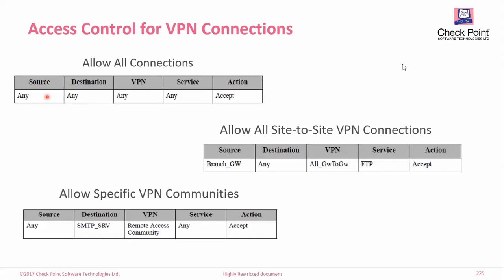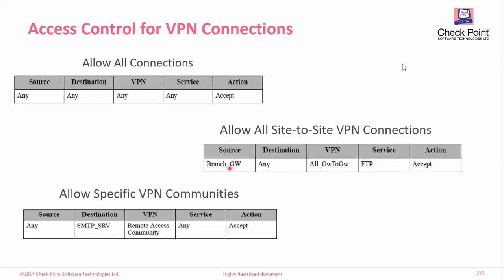You set up a VPN tunnel here, so that traffic will be encrypted. That's what it means by allow all connections clear or encrypted. They allow all site to site. This is all gateway to gateway. That was the second option. And now we've got a branch gateway.